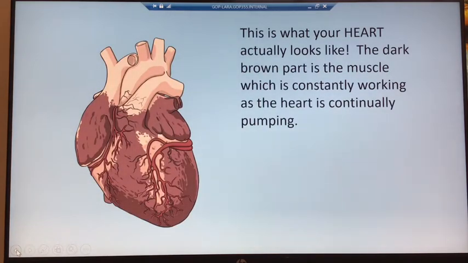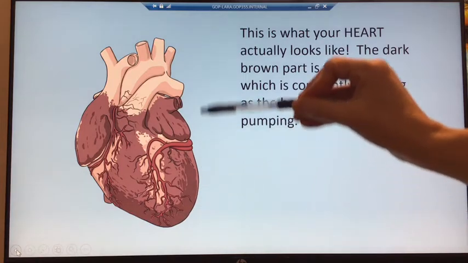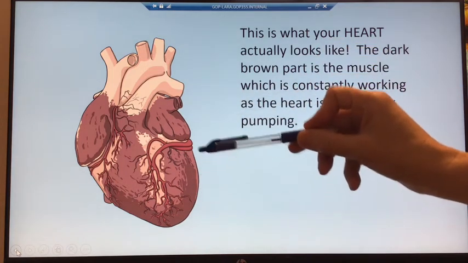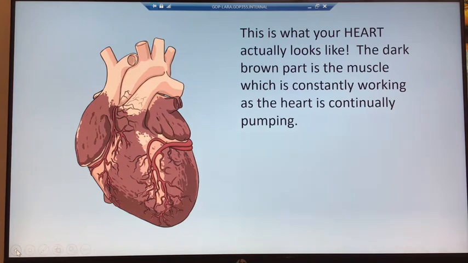Now, this is what your heart actually looks like. It doesn't look like that lovely rounded red shape that you see on a Valentine's card. It actually looks like this, which is not nearly as attractive. The dark brown part is the muscle. We know this heart must pump the whole time. So this is a muscle that causes the pumping, and it continually works 24 hours a day, 7 days a week. The heart never stops pumping.